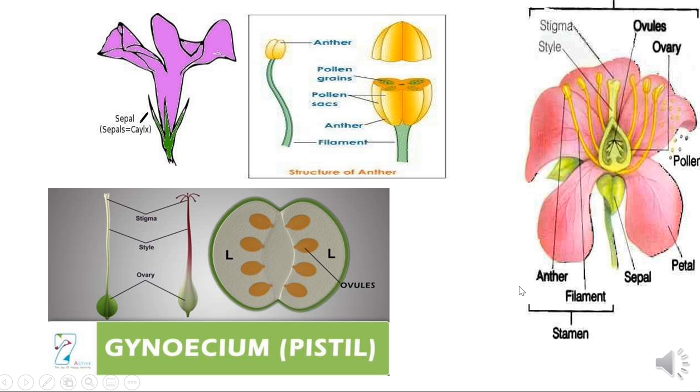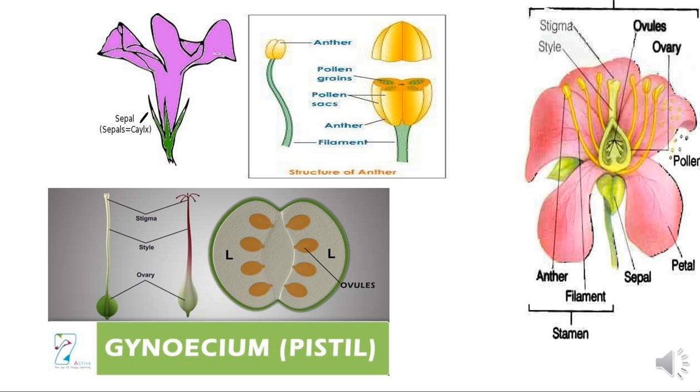In this diagram, you can see different parts of the flower. The upper one is the structure of the anther, and the lower one is the gynoecium, meaning pistil. So we have studied about androecium. Now we will study about gynoecium. Gynoecium is the female reproductive part of the flower and is made up of one or more carpels. A carpel consists of three parts: first, the upper one is the stigma, then the style, and the ovary.